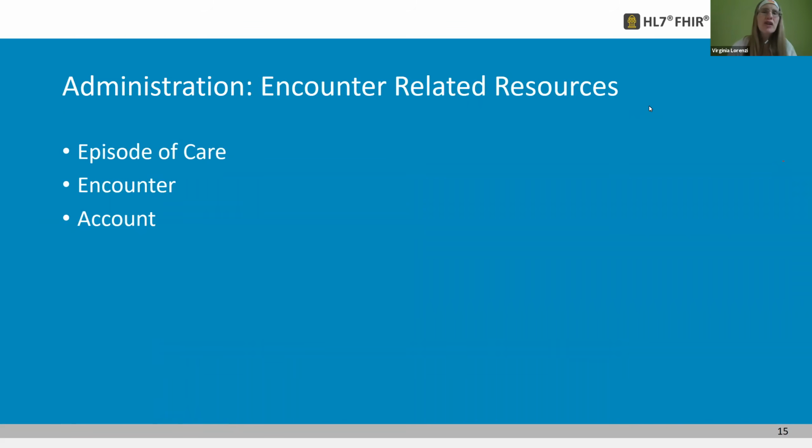Continuing on to our administration, we have encounter-related resources. Encounter is that concept of when you interface with the healthcare system. Every intersection you could call an encounter, although you could define that at wider levels or more granular levels, and that's sort of up to you, and ideally up to your implementation guide writers. An episode of care will span multiple encounters, and it's when we want to manage an entire episode, maybe across different encounters. An account is for the billing of this care.